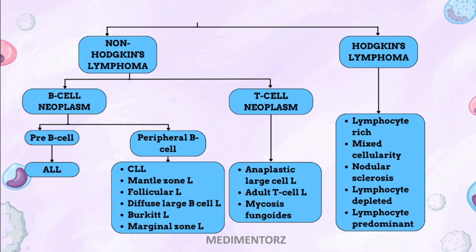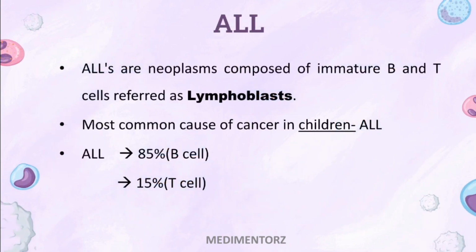In this video, we will be seeing about the ALL and CLL, which are neoplasms of the lymphoid series, which consists of the cells which are B lymphocyte, T lymphocyte, and lymphoblast, which are the immature lymphocytes. The other topics will be discussed in our upcoming videos. So, let us see about the acute lymphoblastic leukemia.